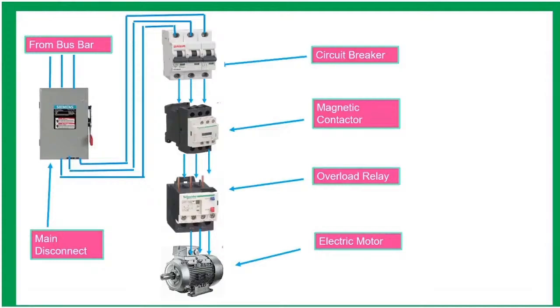This is the usual setup of motor control, from the bus bar going to the main disconnect. The purpose of the main disconnect is to shut off the entire circuit. The circuit breaker is designed to protect the electrical circuit from short circuit and ground fault. A contactor is an electrically controlled switch used for switching higher current. The overload relay is designed to protect the motor from prolonged overcurrent, which causes overheating and destroys the motor. And the last one, the electric motor, is a machine that converts electrical energy to mechanical energy.